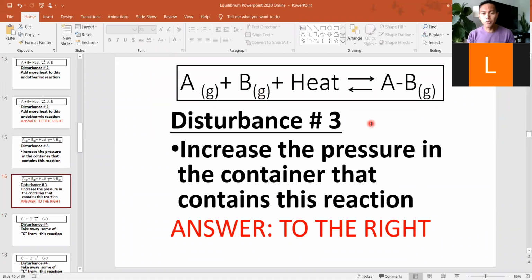And the rationale for this is the left side, there are 2 moles of gas. They're taking up a lot of space. The right side, there's only 1 mole of gas. They're not taking up as much space. So if we increase the pressure, there's not a lot of space, then the tendency is to go to the side where there is less gas, and that would be to the right.